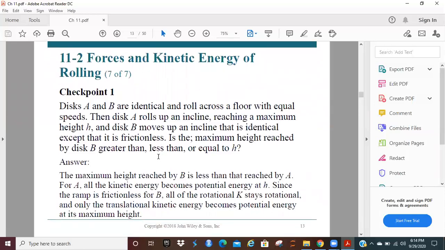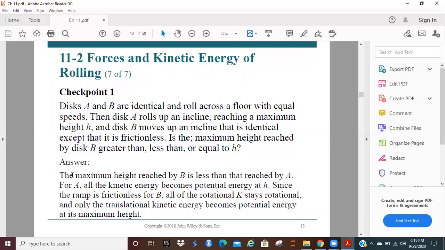Okay, so discs A and B are identical and roll across the floor with equal speeds. Then disc A rolls up an incline, reaching a maximum height h, and disc B moves up an incline that is identical, except that it is frictionless. Is the maximum height reached by disc B greater than, less than, or equal to h?